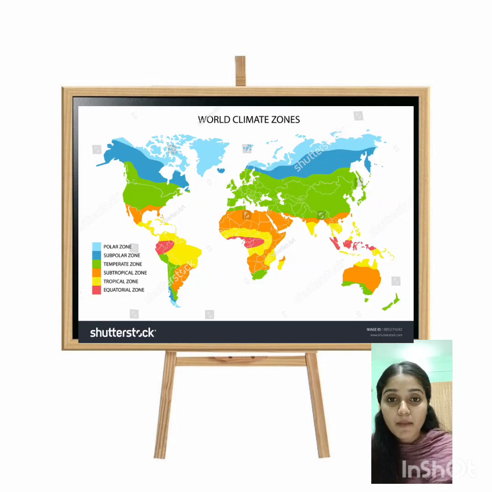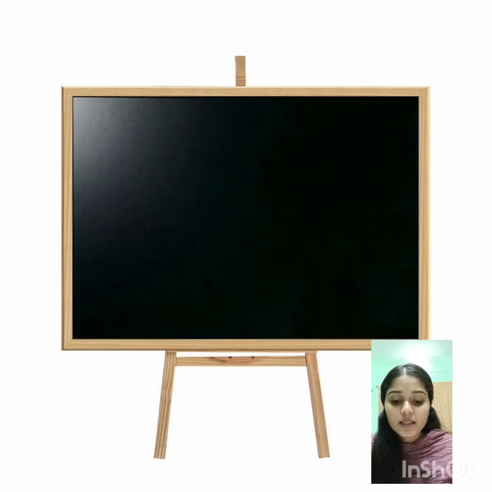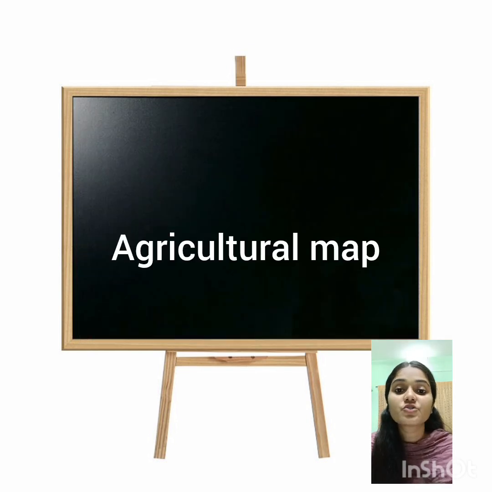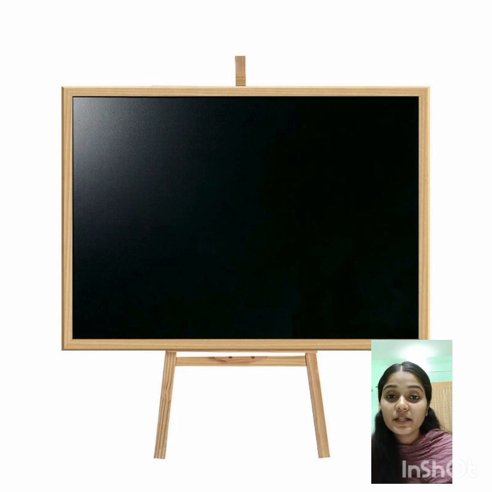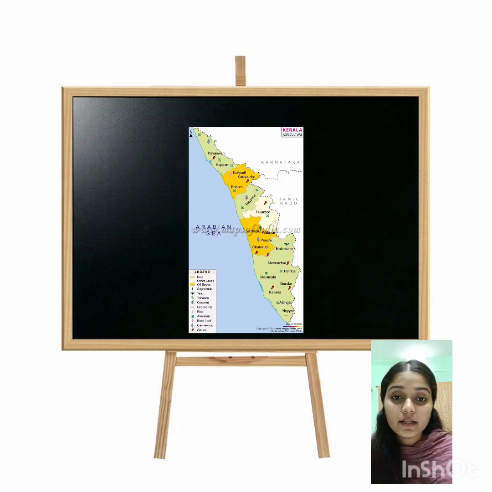In this climate map you can see the temperature, whether it is cold or hot, or how much the temperature is in different countries can be seen in this map. The third type of map is agricultural map. So, in this agricultural map, we can see that there are different types of crops. Each crop is represented by a different color or a different sign.